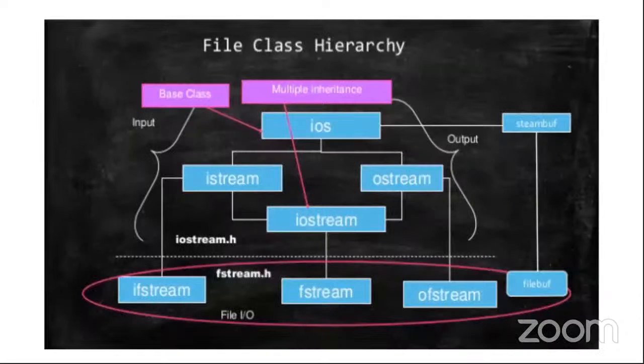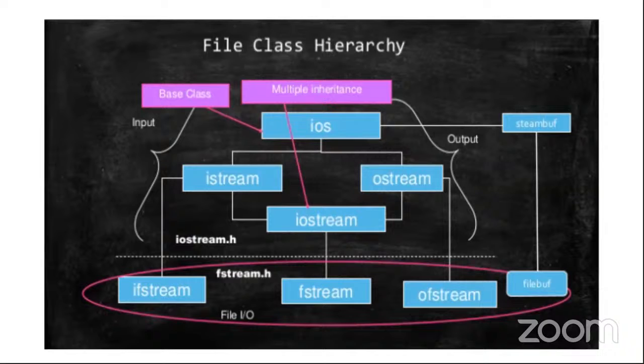This is the stream class hierarchy. The above part is used when we use the header file iostream.h. istream and ostream are the classes. istream is used for input and ostream is used for output. ios is the base class, and iostream is derived from istream and ostream. So there is multiple inheritance.